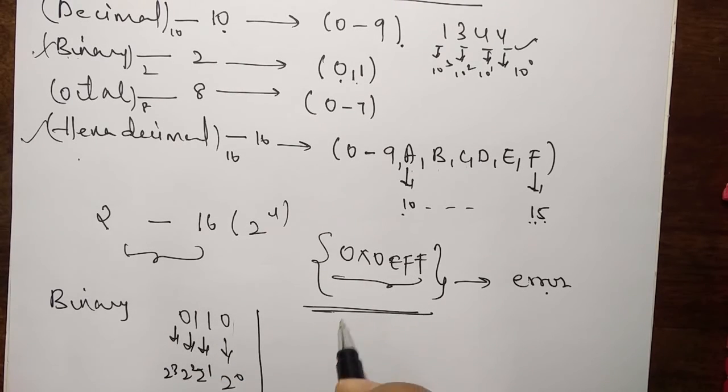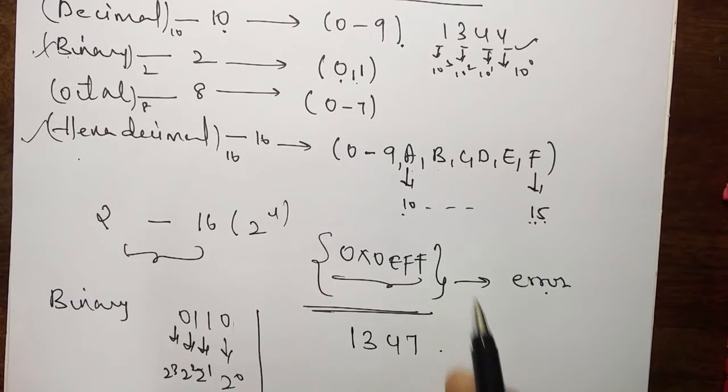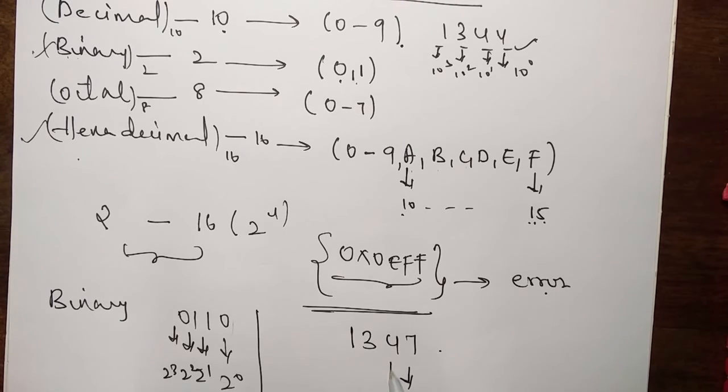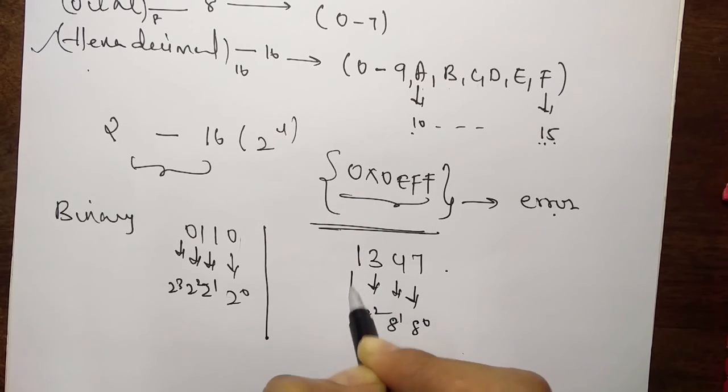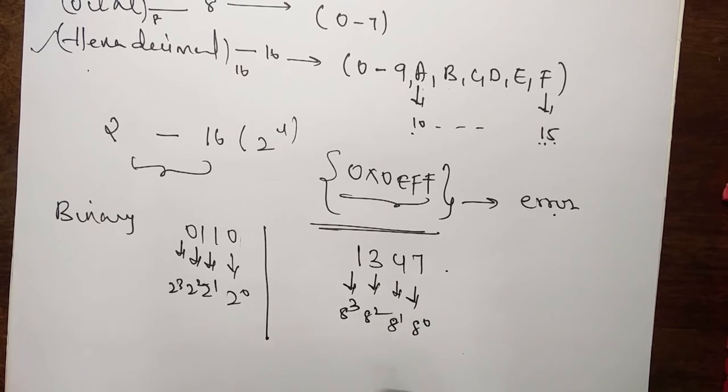Similarly in octal you can take values between 0 to 7, not beyond that. In the group of numbers each digit has some weight. Let me explain with an example, take 1, 3, 4. You cannot write 8 here, it will exceed the range. Now the first position is 8 power 0, then 8 power 1, 8 power 2, 8 power 3.